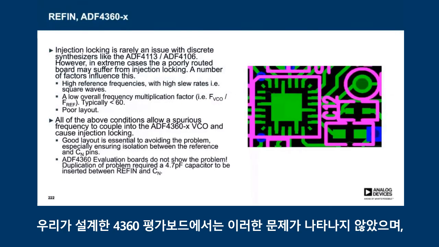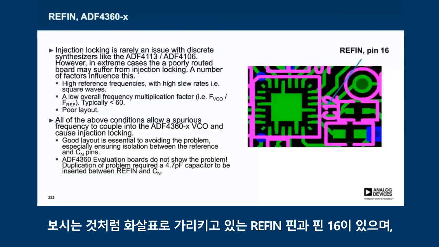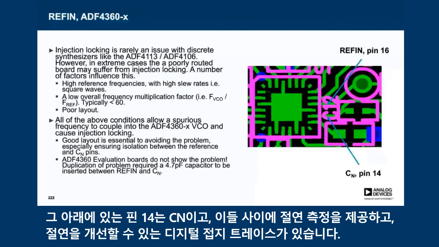So on the 4360 evaluation board that we designed, we did not see the problem, and to duplicate this on our PCB setup, we actually had to solder in a 4.7 picofarad capacitor between the ref-in line and the CN line, and that showed, I suppose, that we could create the path for that particular problem. What we see is the ref-in pin, pin 16, with the arrow pointing to it, and below it pin 14 on CN, and that the digital ground trace in between, which provides a measure of isolation, should be increased between these to improve the isolation.